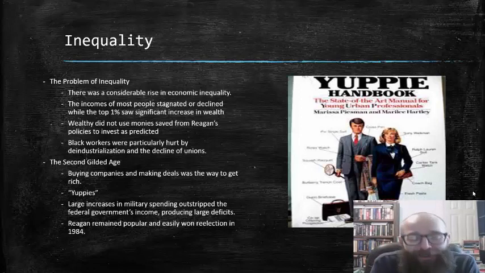And what exemplified this new economic outlook was a phenomenon known as the yuppies, or a new breed of young urban professionals that really latched on to these sorts of economic policies and used them as the basis for their political and economic outlook. This period also saw large increases in military spending, which outstripped the federal government's income, producing large budget deficits. However, Reagan remained popular and easily won re-election in 1984.